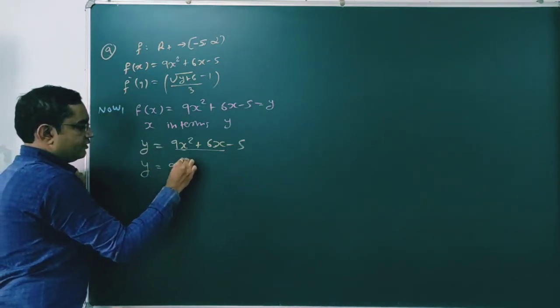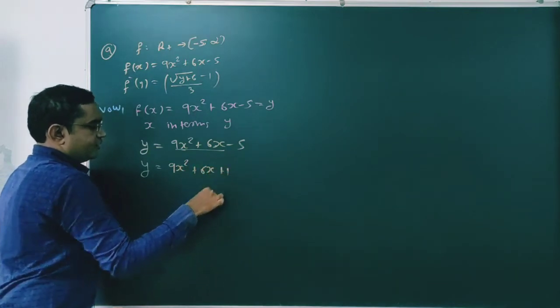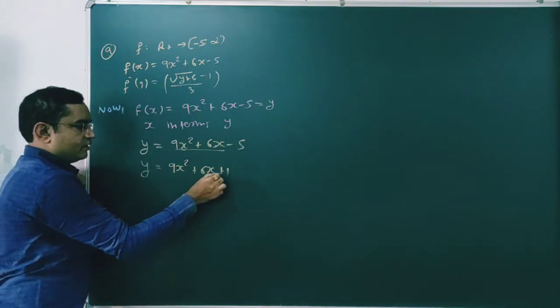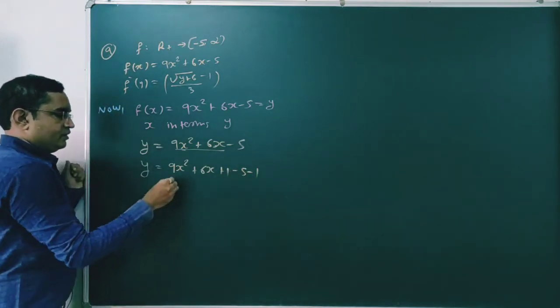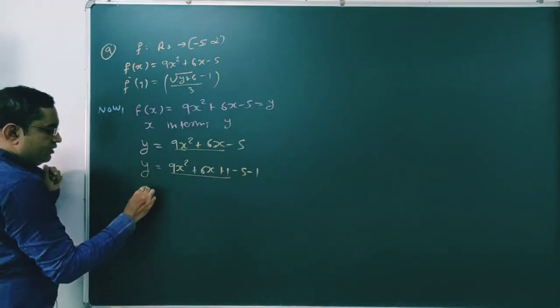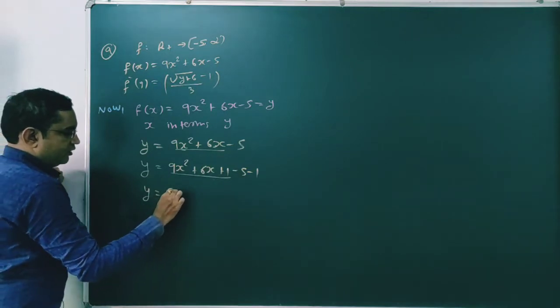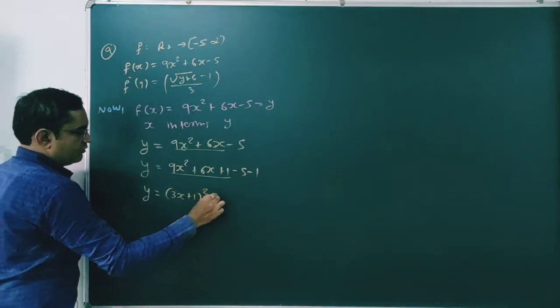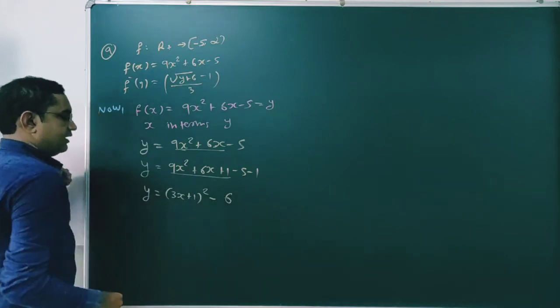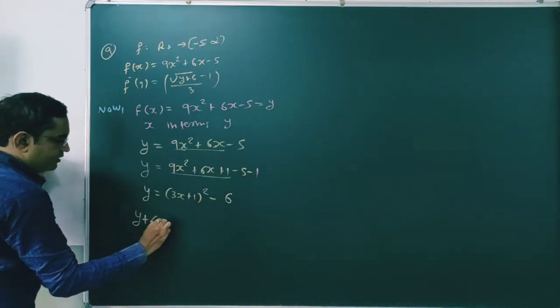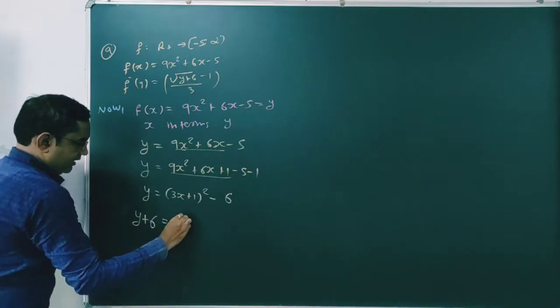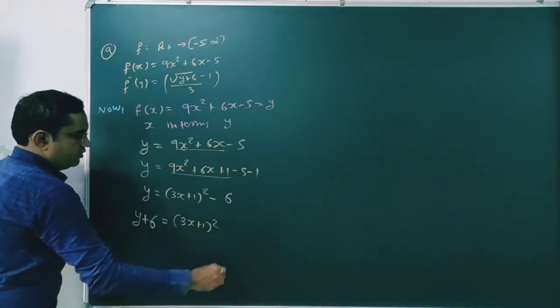So 9x square, this is the first term, this is the middle term, for that the last term will be 1. See, 3x plus 1 whole square, we added plus 1 so we will subtract minus 1. So this is our perfect square trinomial. So this one is y equal to 3x plus 1 whole square minus 5 minus 1, that is equal to 6. Done. Minus 6 comes to this side, so y plus 6 equal to 3x plus 1 whole square.